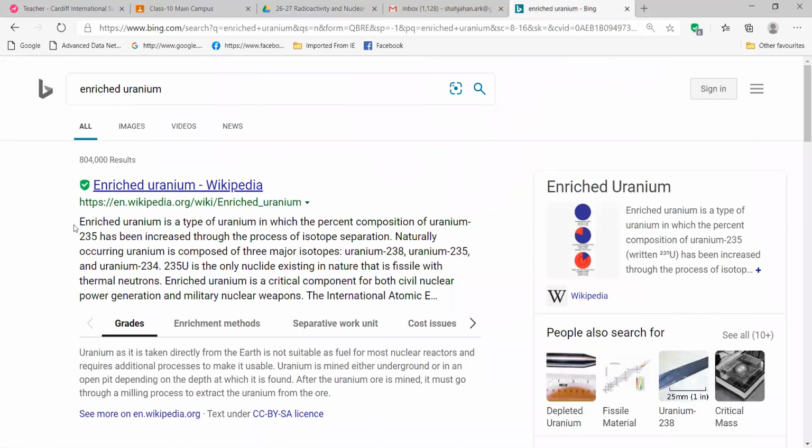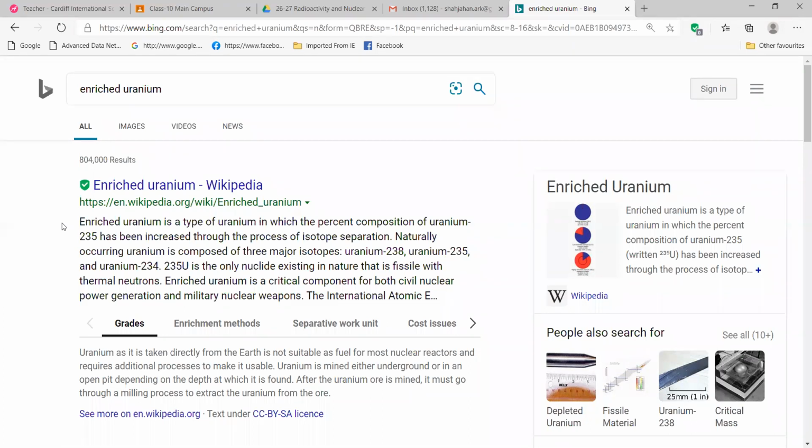Enriched uranium is a type of uranium in which the percent composition of uranium-235 has been increased through the process of isotope separation. Naturally occurring uranium is composed of three major isotopes: uranium-238, uranium-235, and uranium-234. Uranium-235 is the only nuclide existing in nature that is fissile with thermal neutrons.